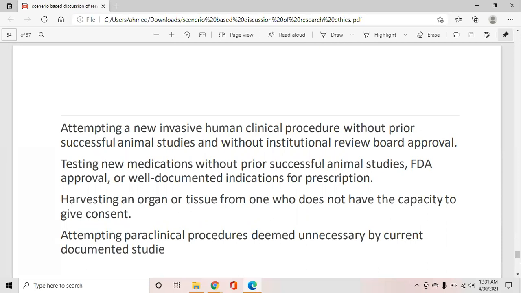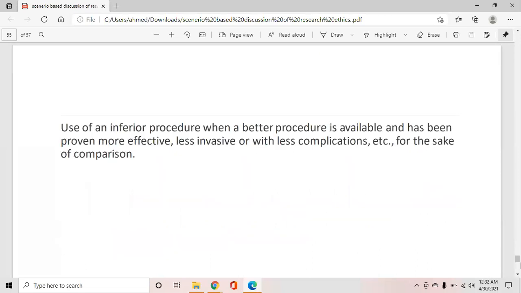Testing new medications without prior successful animal studies, FDA approval, or well documented indication for prescription. Harvesting an organ or tissue from one person who does not have the capacity to give consent. Attempting paraclinical procedures deemed unnecessary by current documented studies. Use of an inferior procedure when a better procedure is available and has been proven more effective, less invasive, or with less complications, etc., for the sake of comparison.